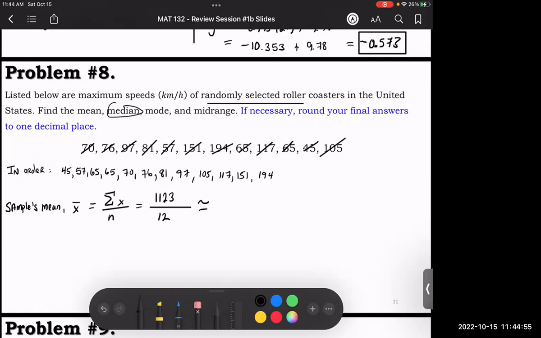Okay, but we're rounding it to 1 decimal place. So what does the 8 tell the 5 to do? Add 1. Yeah, you're going to go up by 1. So your final answer should be 93 point what? 6. 0.6, yes. 93.6 kilometers per hour. Okay, good. That's your mean. Let's get the median.